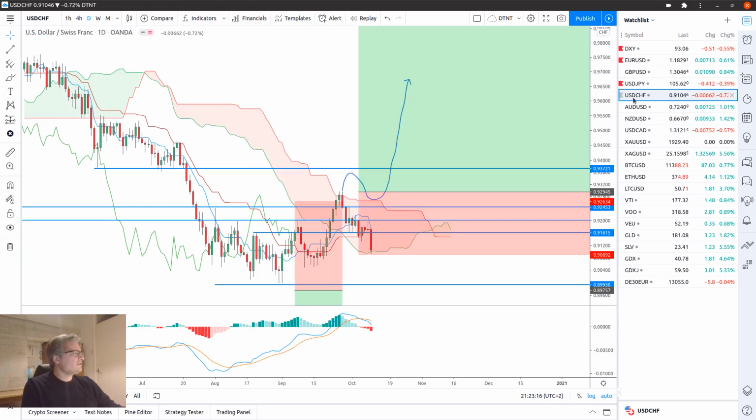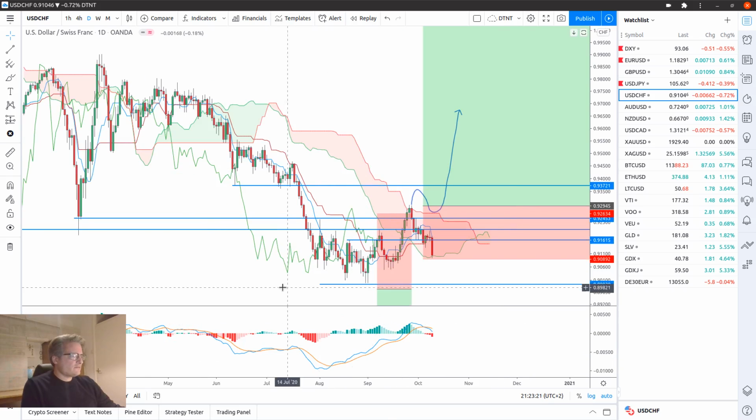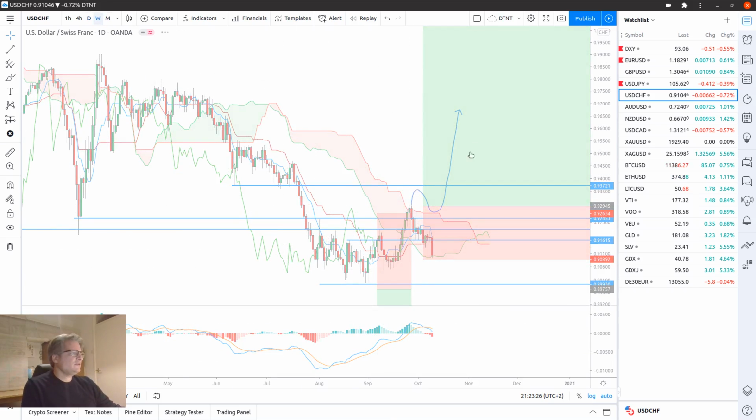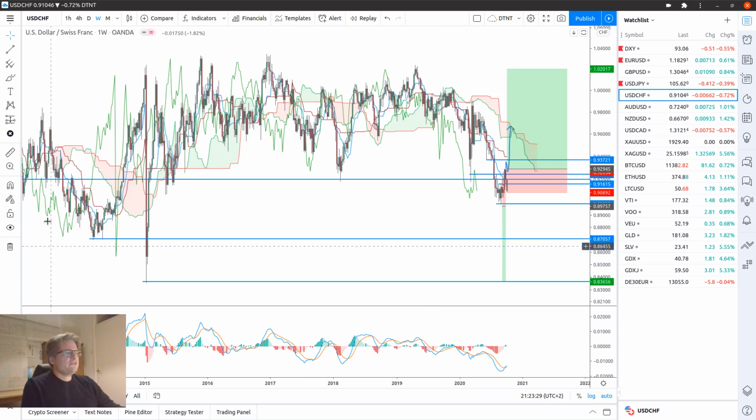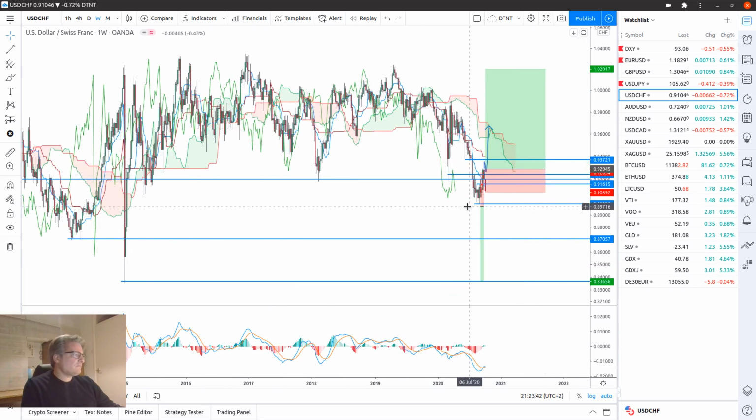Moving on to the USD Swiss franc. So I had this order on waiting for a break lower, so let's switch to the weekly first, because we had this long-term consolidation going on here, and we had this extreme low that was formed in, when was that, 2015, and now we made a low here and went higher, so I was waiting for a break lower to trade it all the way back to the lows of 2015.